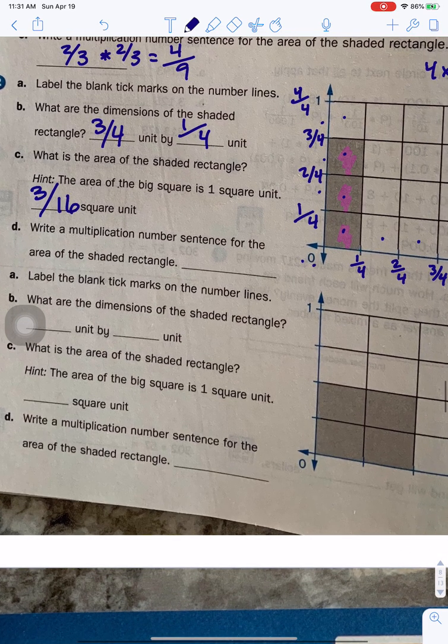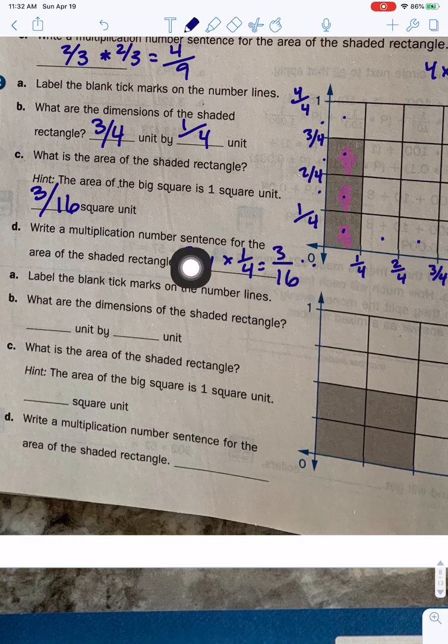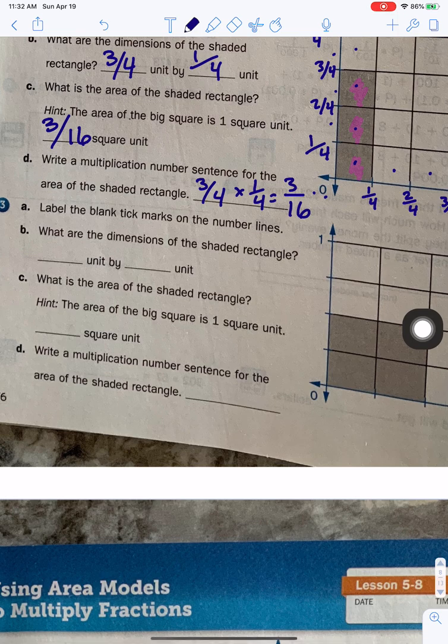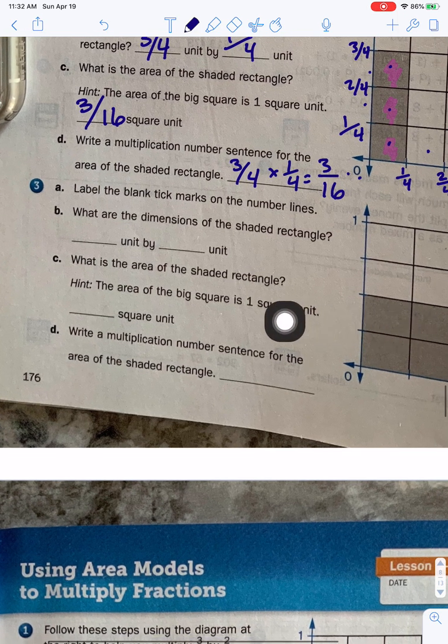Write a multiplication sentence for the area of the shaded rectangle. For the shaded rectangle, we're going to take a look at 3/4 times 1/4, and the answer for that is 3/16. Now I want you to notice when we're multiplying, 3 times 1 is 3, 4 times 4 is 16. That's going to come in later for the shortcut multiplying fractions.